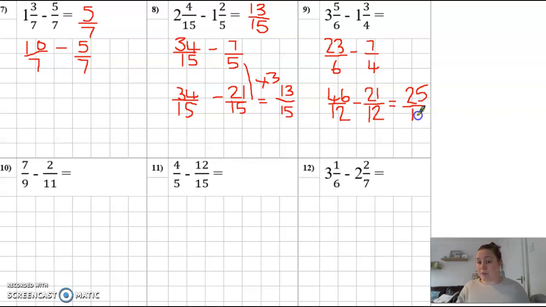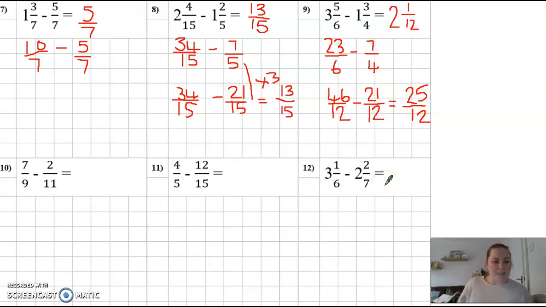Now, if you've got 25 over 12, that's absolutely the right answer. You can also put that back into a mixed number. So if you put it back into a mixed number, I have to think how many wholes are here. So 12 is 1 whole, 24 is 2 wholes. So I would have 2 wholes and 1 12th. So either answer is right.